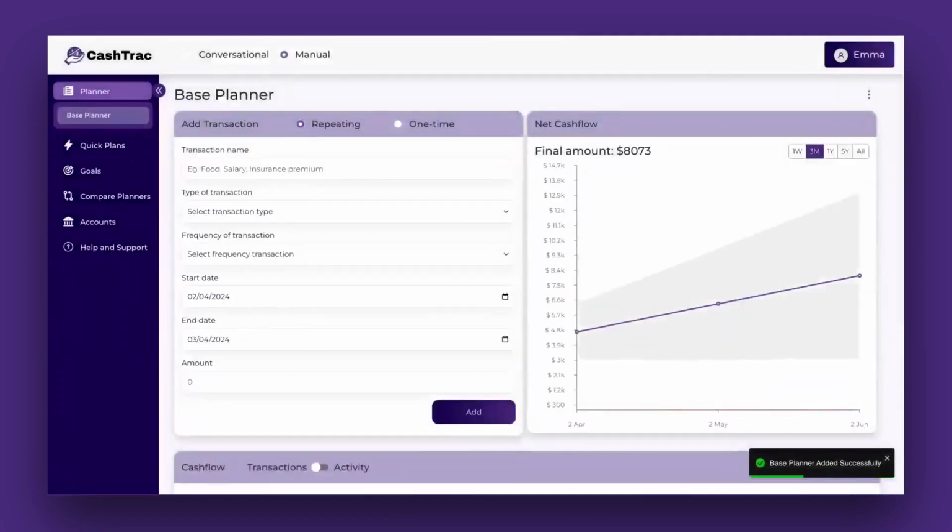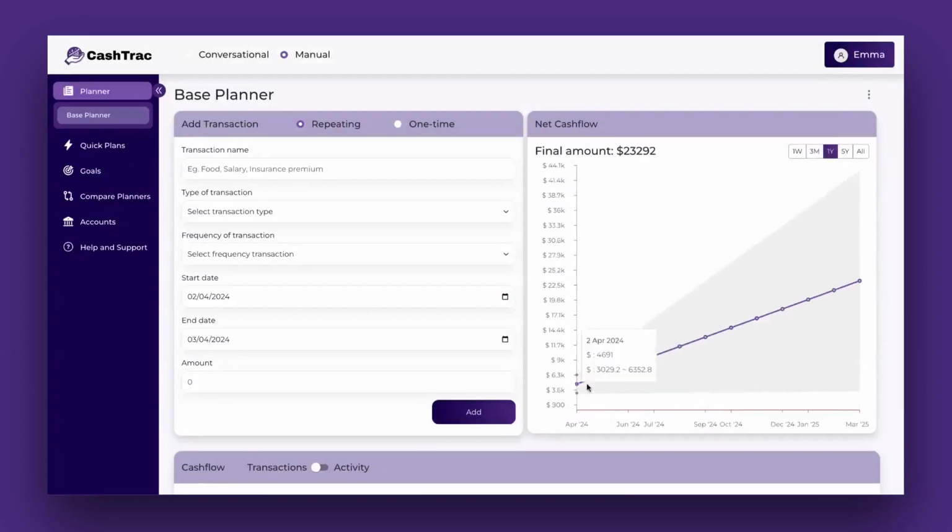With her base planner complete, Emma visualizes her cash flow in the graph, seeing the projected cash positions for upcoming months. As Emma adjusts the timeframe to 1 year, she gains clarity on her cash position for each month, from August 2nd to September 2nd and beyond.